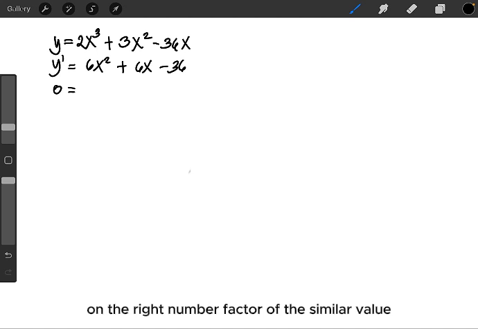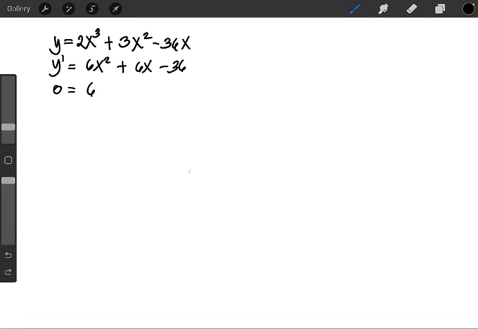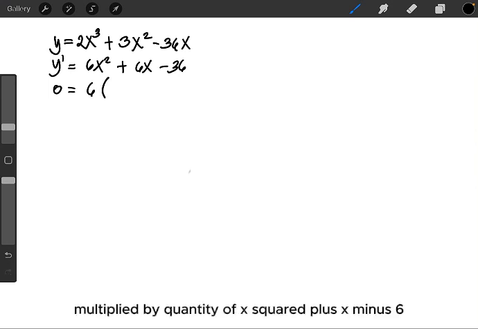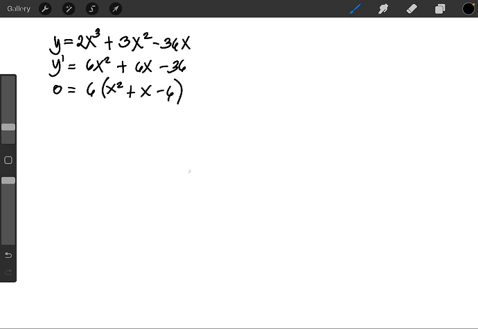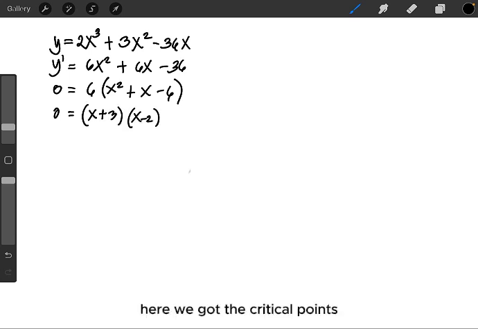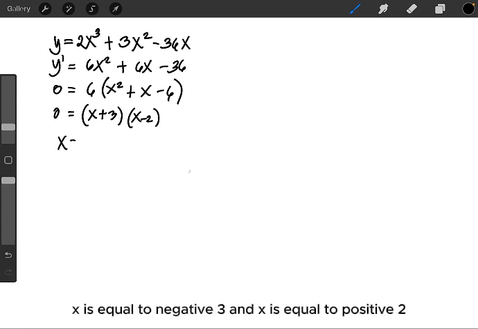On the right side, factor out the common value, that is 6 multiplied by the quantity x squared plus x minus 6. Dividing both sides by 6, here we get the critical points. x is equal to negative 3 and x is equal to positive 2.